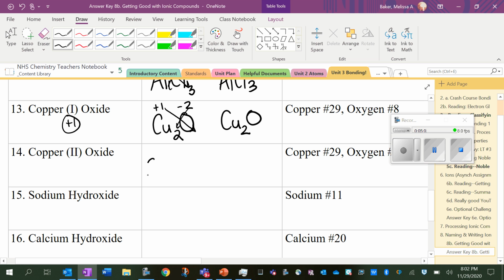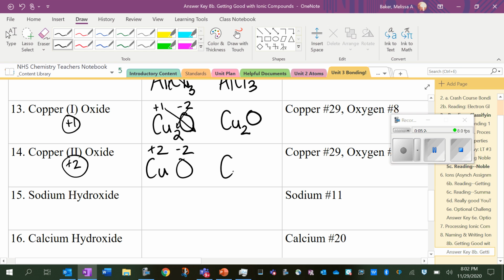Next one, copper's got a +2 charge and oxygen's got a -2. This time it was different than number 13 because our copper has a Roman numeral 2. Now, one common mistake that people make is they crisscross the 2's, but we don't need to crisscross because the charges just cancel out. So it's just CuO.